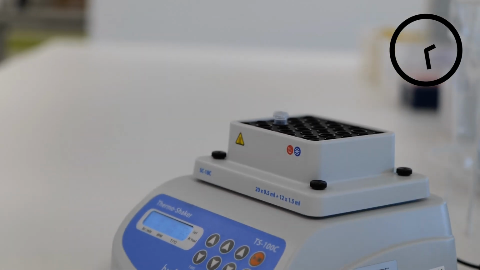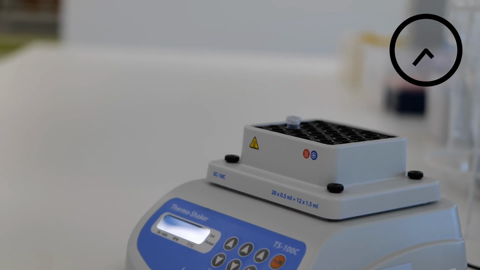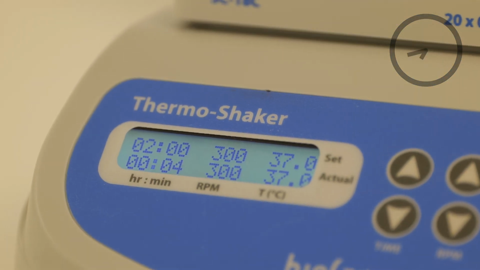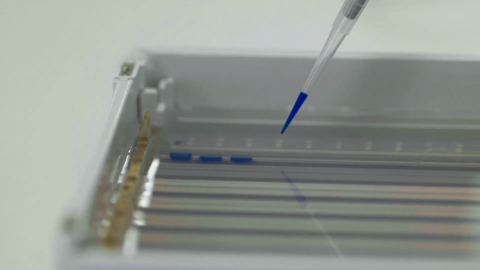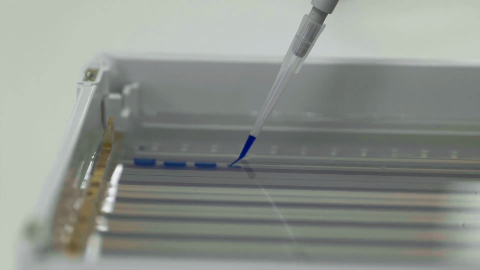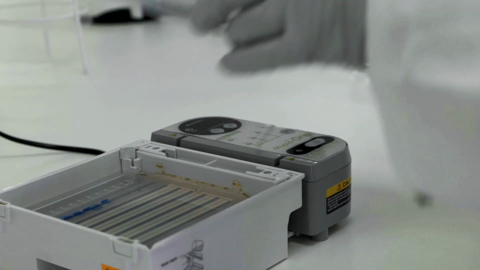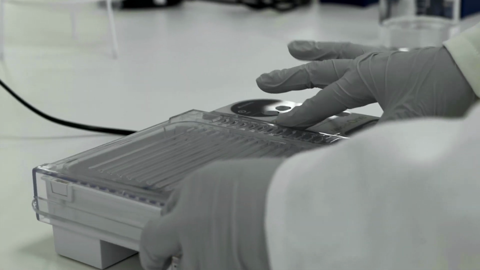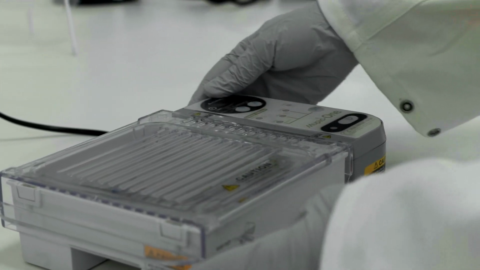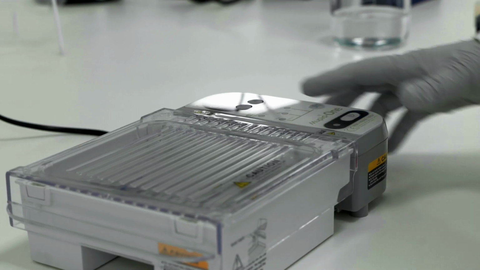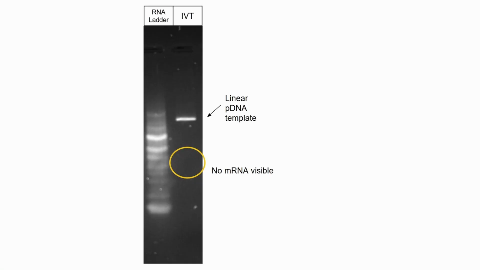Now let's say we are running an IVT reaction, and at the end, we want to determine if we were able to produce any mRNA. After 4 hours of IVT incubation, we inactivate the sample and proceed to perform an agarose gel electrophoresis analysis. At the end of the working day, when the results are ready, we see that our IVT reaction didn't produce any mRNA at all. We evaluate our results and decide to try a different IVT protocol the next day.